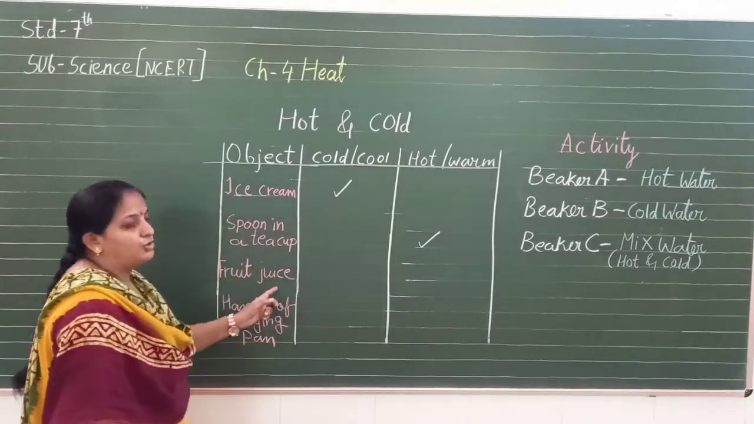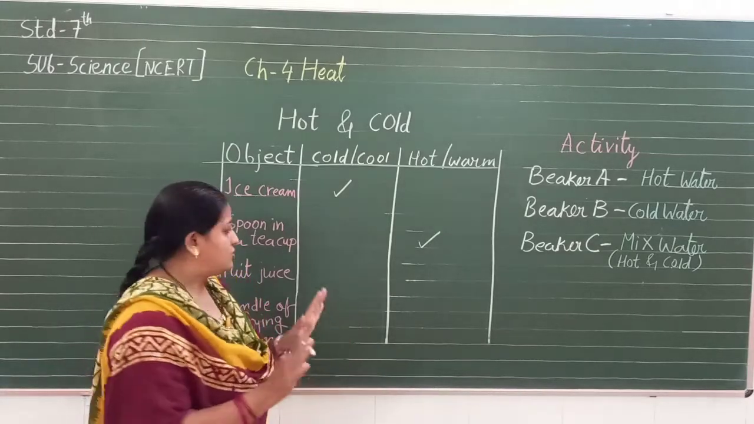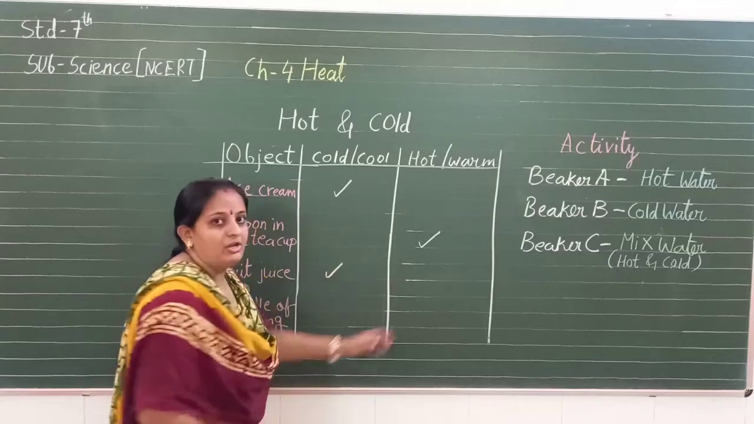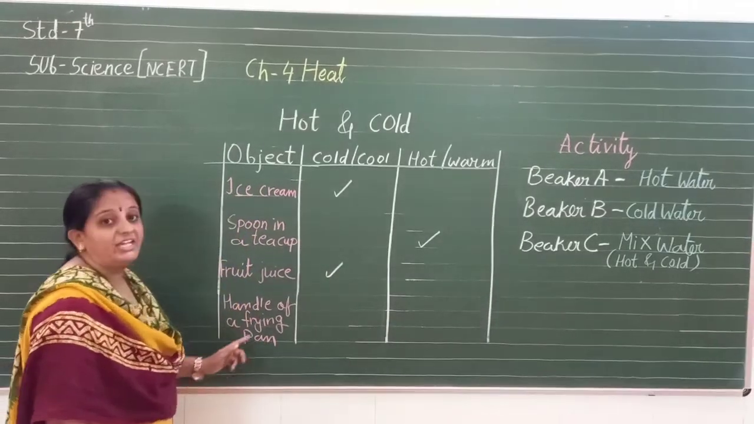The next one, fruit juice. It is at normal temperature, okay. So we can say it is room temperature or normal. So is this cool? It will not be hot. The next one, the handle of a frying pan.